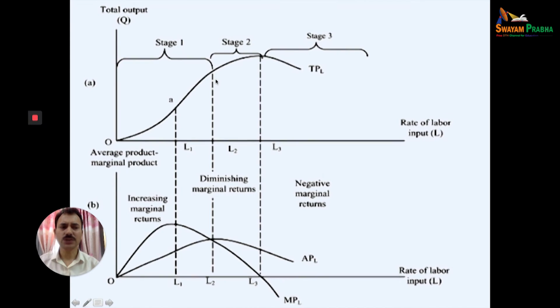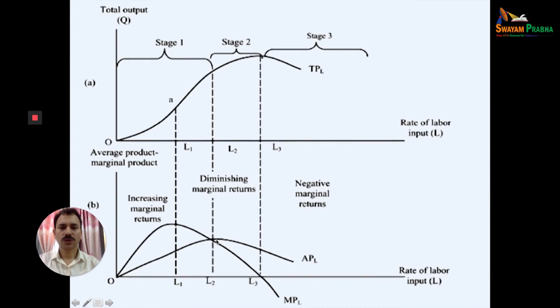Average product is also increasing and reaches the highest point. Now, marginal product is increasing at an increasing rate. Thus, TP, that means total product, average product, all are increasing in this stage. Hence, this stage is known as increasing return.